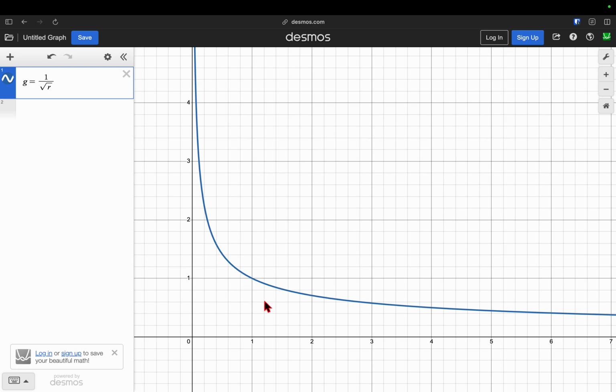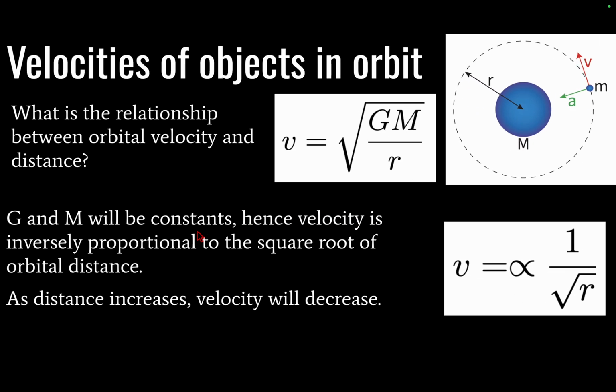So as our distance increases on the horizontal axis, you can see that our velocity gets smaller and smaller and smaller. When we're close to our object with mass, we find that our velocity is much larger. Okay, so there you go.